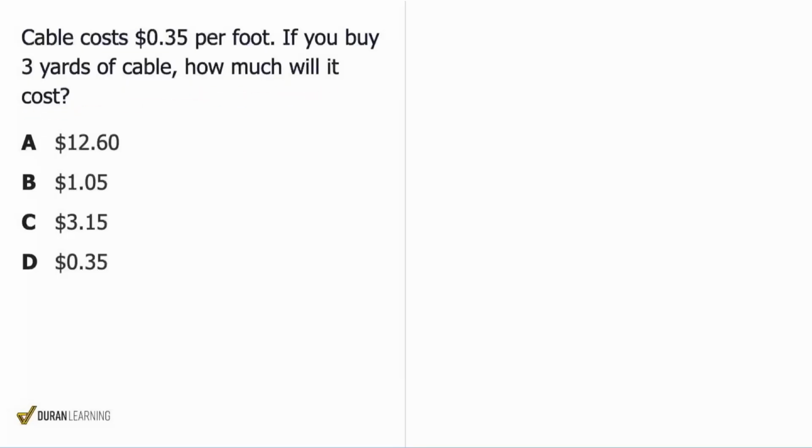And so most folks will just say, hey, 3 multiplied by 35 cents. We're going to get something to the tune of $1.05. And you might be super excited about this to say that you got B as the answer. But the problem is, everybody, let's go ahead and understand the underlying story.